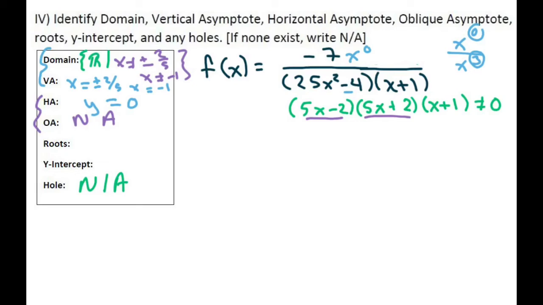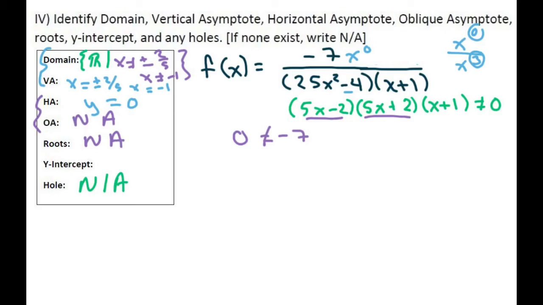And our roots is when you set your numerator to 0, so we let our y be 0 and set your numerator to 0, and that doesn't make sense. So we don't have a root. We have no x-intercept, so that's an NA.